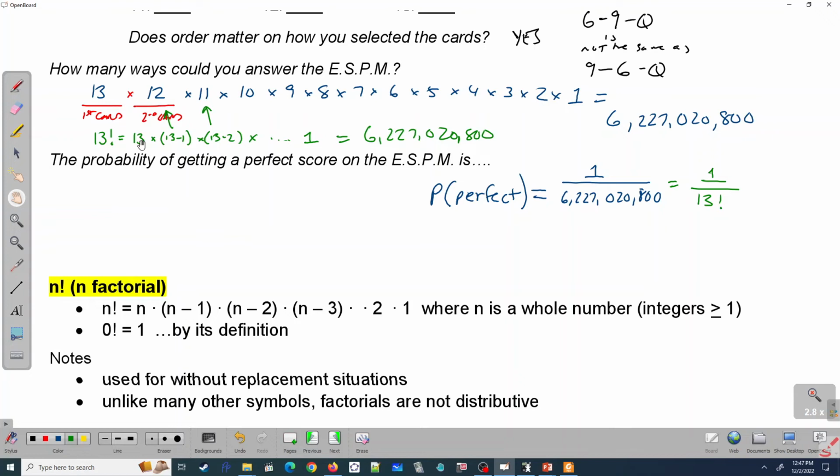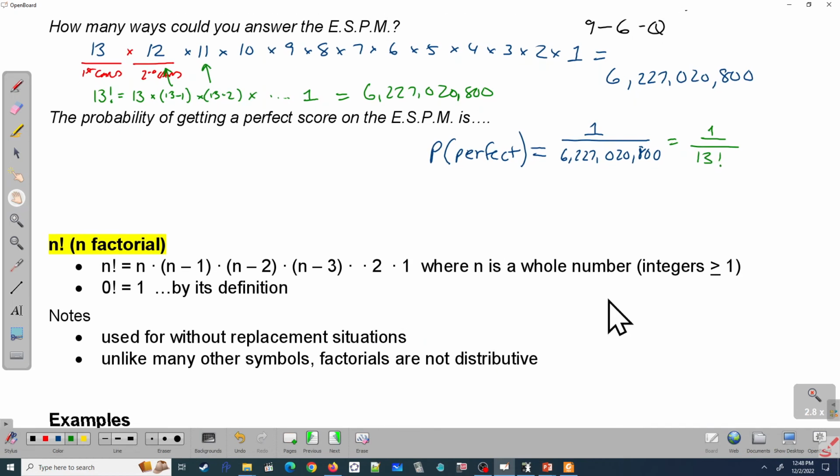So if we were trying to write a 26-letter word that used up every letter in the alphabet, it would be 26 factorial, because once I pick V as the first letter, I can't use V anywhere else down the road. Another thing that you should know is that they are not distributive.